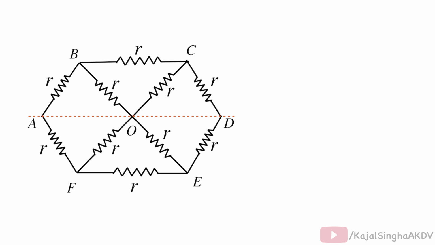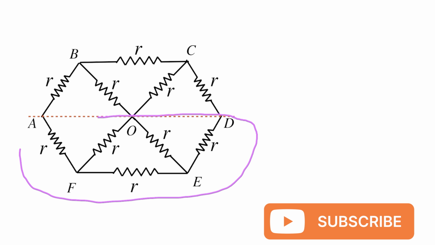So in case of folding symmetry of a circuit, we can just ignore one half of the circuit and make all the resistors of the other half half of their initial value. As for example, for the given circuit, we ignore the lower half of the circuit and here make each resistor of value R by 2. And if we simplify the circuit, we get the equivalent resistance between A and D.